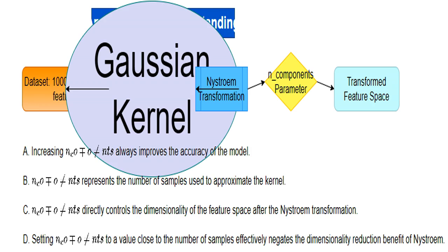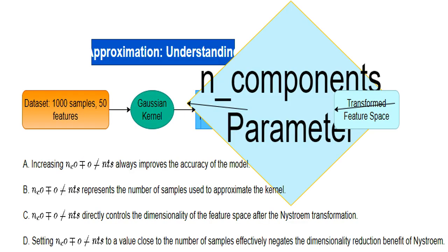I'm using the Nystroem method to shrink my data, making it easier to work with. It's like taking a detailed map and creating a simpler sketch that still captures the important features. That's not always true. While more components usually give a better approximation, it's not a guarantee of better accuracy.